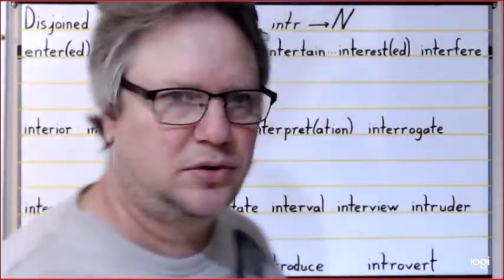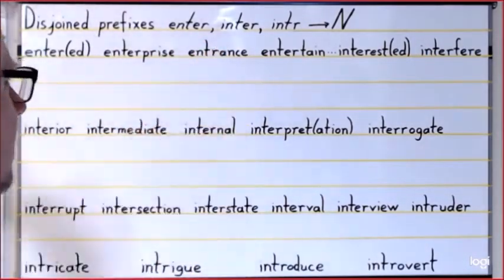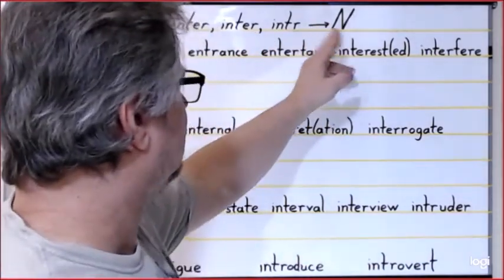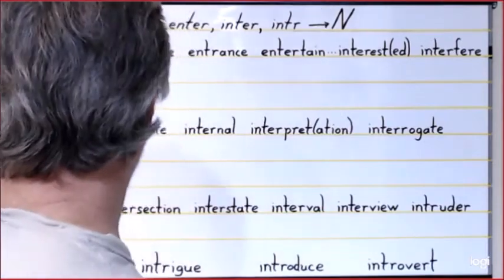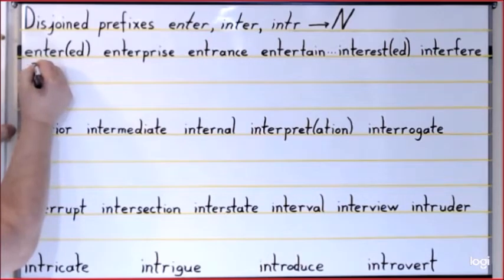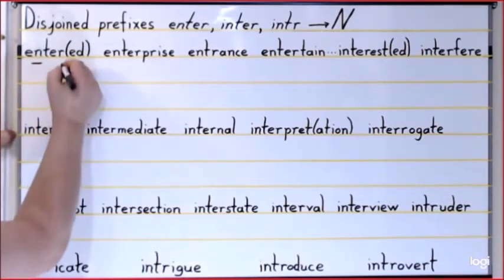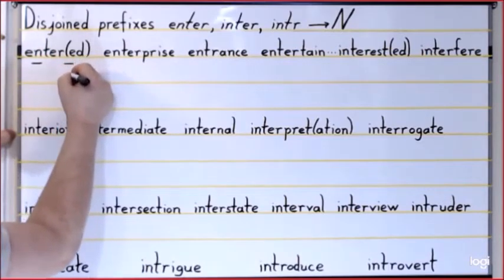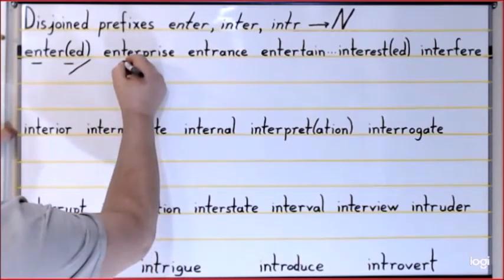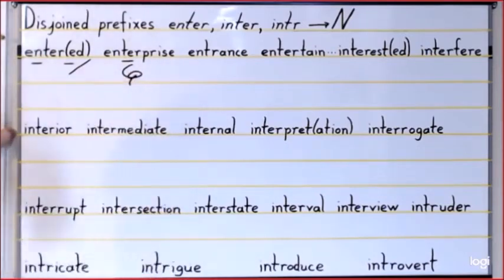The disjoined prefixes ENTER, INTER, and INTR are expressed by the disjoined N written above the line. So for the word enter, it is simply an N above the line. For the past tense entered, it is the N and then a D. For enterprise, it is an N, P, R, long I, S.